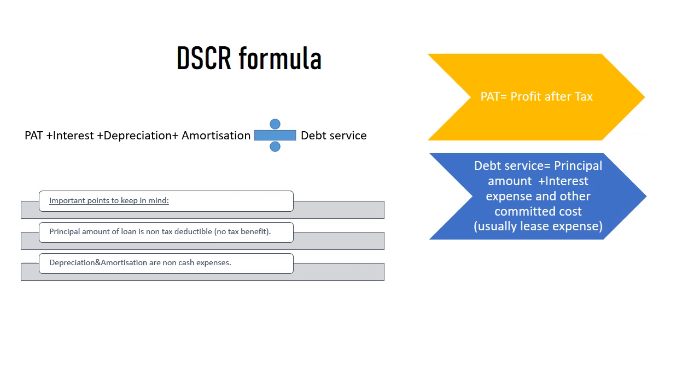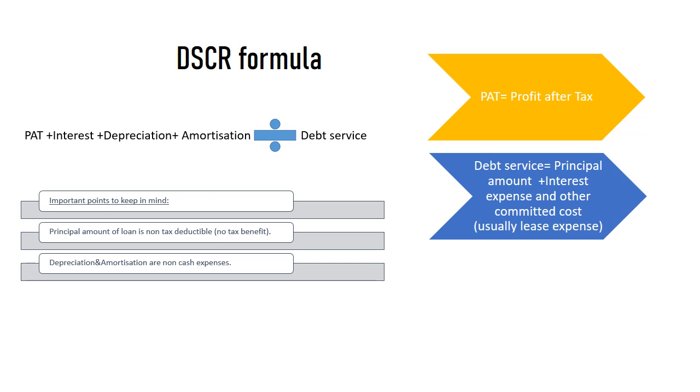Some of the important things that have to be kept in mind is that the principal part of the loan is a non-tax deductible element. That is, there is no tax benefit on that. Therefore, in the numerator, the profit should not also have the tax element, and that is why we consider taking profit after tax.